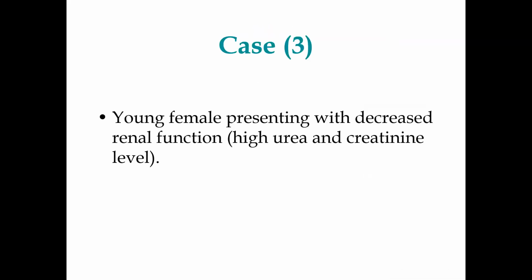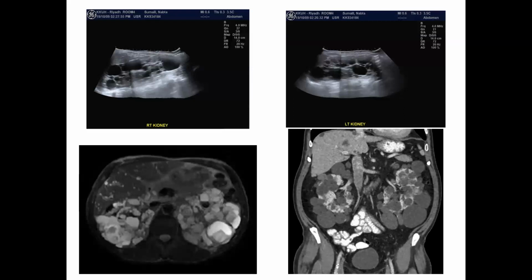Okay, the last case, young female presenting with decreased renal function, high urea creatinine level. Okay, so what do you think it is? Polycystic. So renal function is going to be abnormal in polycystic kidney disease. You see, both kidneys have multiple cysts of variable sizes. See, both kidneys, there are also cysts inside the liver as well. So it's a syndrome. It affects the kidneys, the pancreas, and the liver.